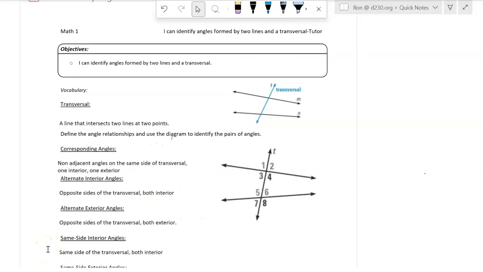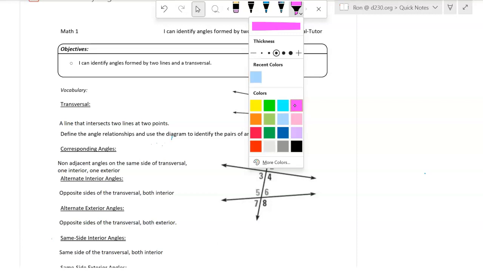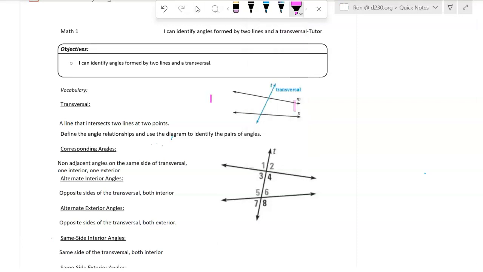So this lesson's on identifying angles formed by two lines and a transversal. Before we start, the first thing we're going to do is define what a transversal is. If you look at this diagram, this line here is called a transversal because it's a line that intersects two other lines at two points. So a transversal is a line that intersects two lines at two points.